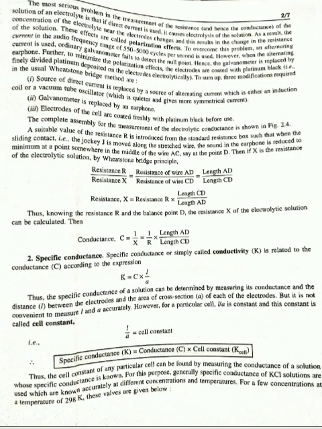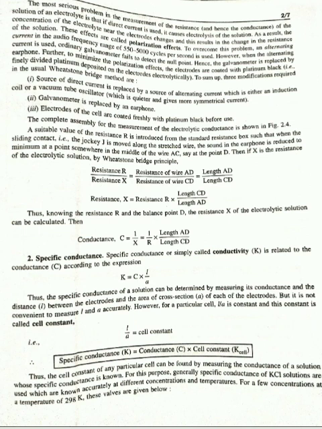The most serious problem in the measurement of the resistance and hence the conductance of the solution of an electrolyte is that if direct current is used, it causes electrolysis of the solution. As a result, the concentration of the electrolyte near the electrodes changes, and this results in the change in the resistance of the solution. These effects are called polarization effects. To overcome this problem, an alternating current in the audio frequency range of 550 to 5000 cycles per second is used. However, when the alternating current is used, ordinary galvanometer fails to detect the null point, hence the galvanometer is replaced by earphone. Further, to minimize the polarization effect, the electrodes are coated with platinum black, that is finely divided platinum deposited on the electrodes electrolytically.